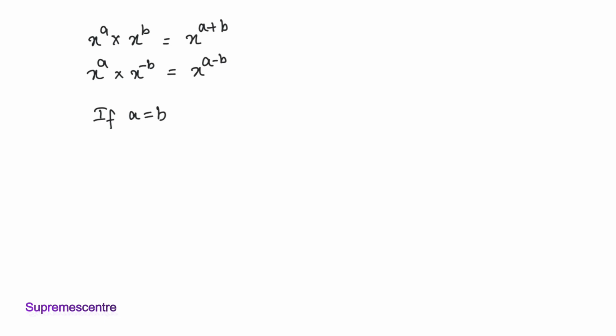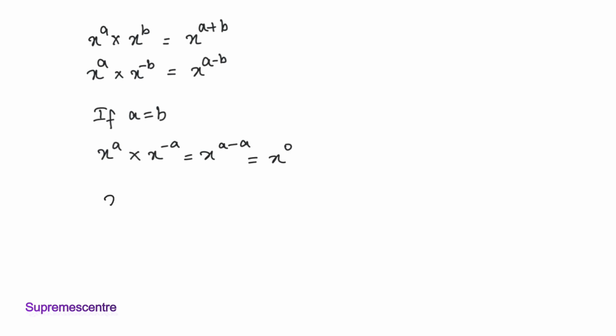If a is equal to b in this, then we can write this as x power a times x power minus a is equal to x power a minus a, which is x power 0. Now what I have done is, instead of b, I have written a itself. So x power a is x power a and x power minus b becomes x power minus a. So instead of b, I am replacing a. So I get x power 0.